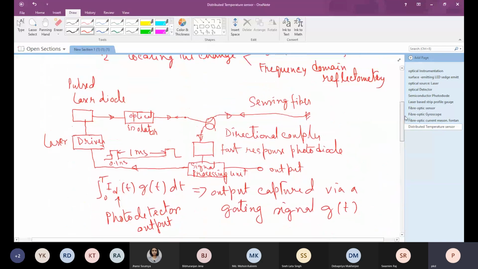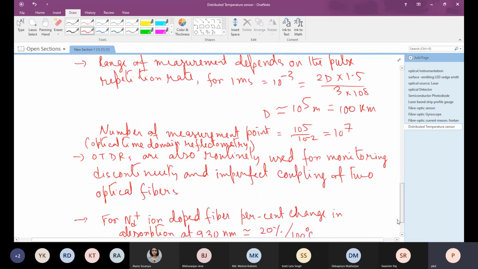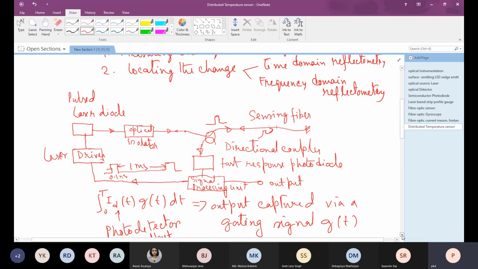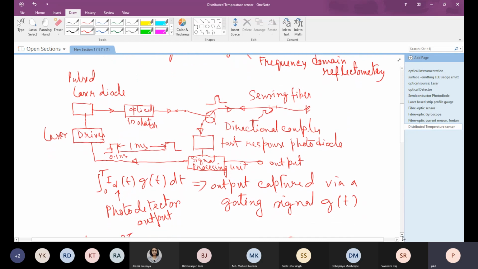So when the pulse is launched, there will be a continuous backscattered component. But when there is a temperature change somewhere in a zone, at this zone there will be a dip, or if we plot it in a negative sense relatively, we can also put it as a gain.